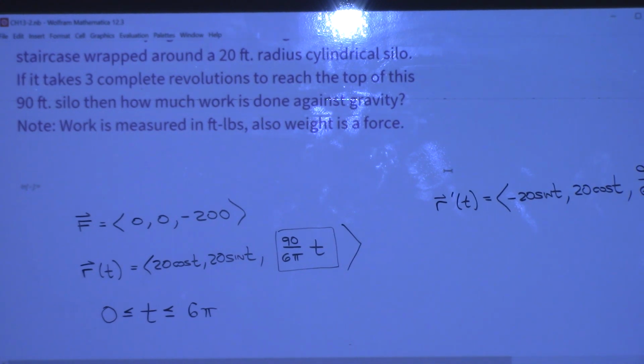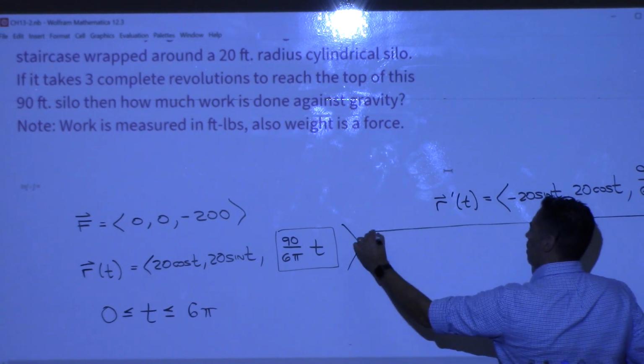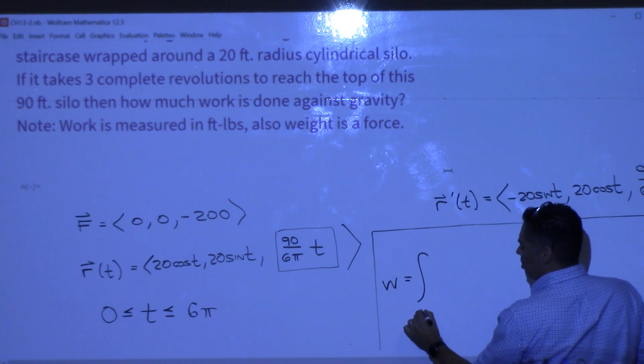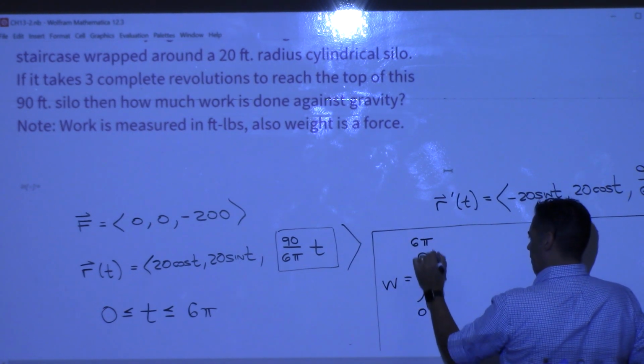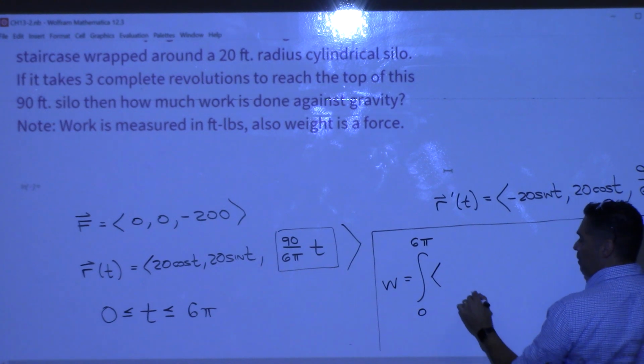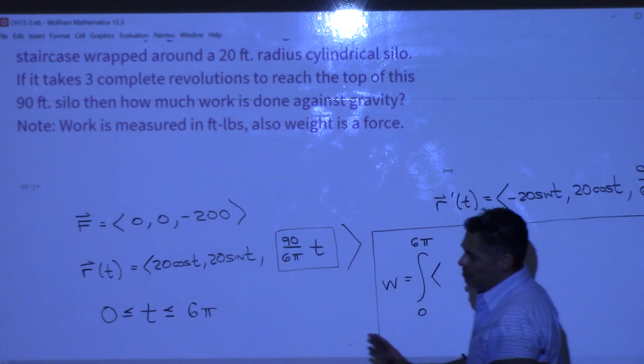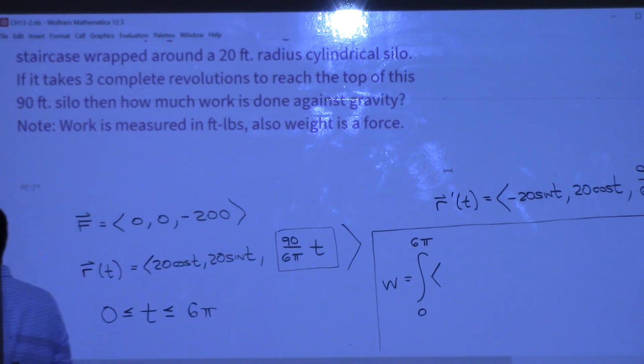And I think I'm ready for the work now. So the work will be the integral from 0 to 6 pi. Then it's going to be our force. Okay, now this is the thing. We have to do the force, right? The field evaluated on the curve, right?